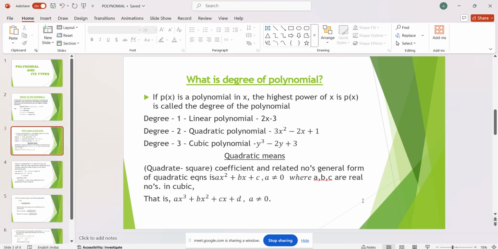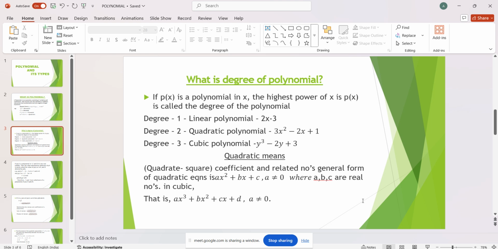Similarly, the cubic is ax cube plus bx square plus cx plus d, where a is not equal to 0. The fourth degree polynomial is ax raised to 4 plus bx cube plus cx square plus dx plus e. Here is the degree of the polynomial: the highest power is the degree. Degree 1 is a linear polynomial, degree 2 is quadratic, and degree 3 is a cubic polynomial.